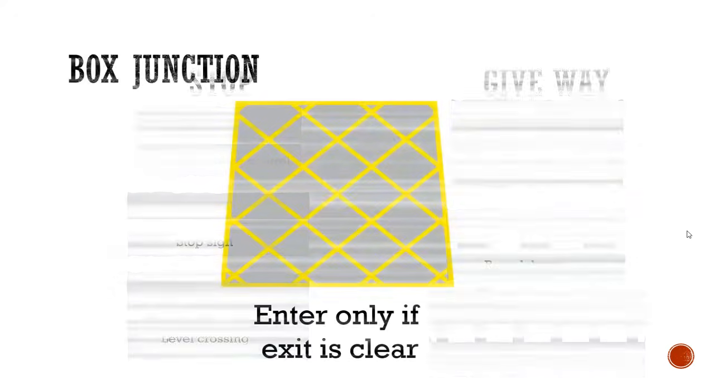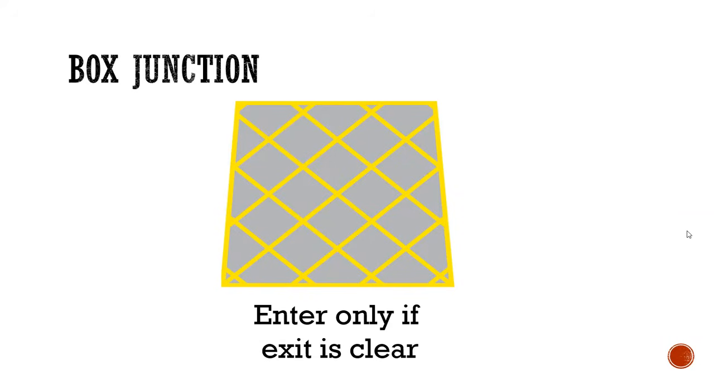The last one on our list is just the box junction. Some people know this, some people don't. The simple rule with the box junction is you only go into a box junction if the route that you're turning into is clear. So you can't go into it unless you're confident that you can come straight out of it. That is the rule for a box junction.